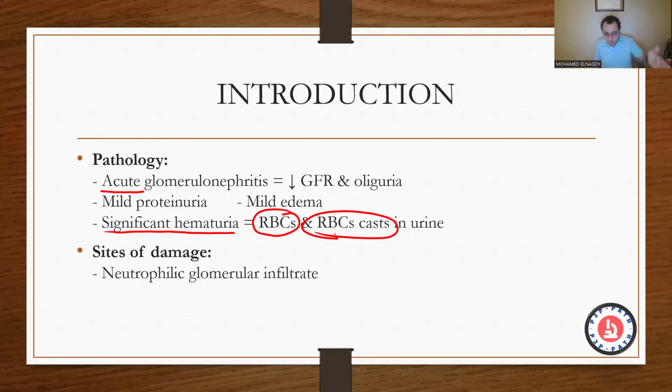So acute glomerulonephritis with RBCs and RBC casts in urine. However, there is mild proteinuria, mild edema. This is an acute inflammation, meaning that you will have a neutrophilic glomerular infiltrate or diffuse and scary glomerular damage.